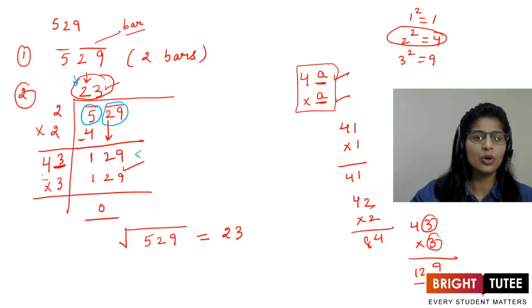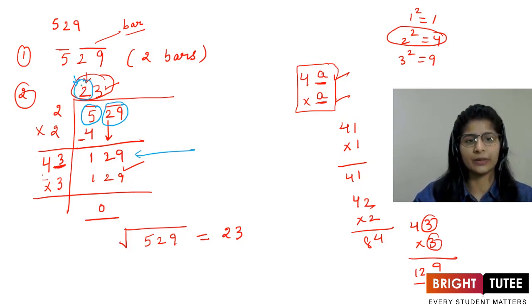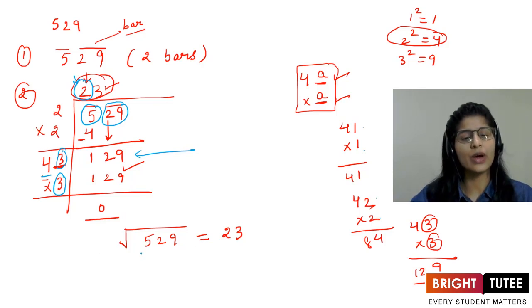So this is step 2. We copied 29. Now after that we have to double this one. So we doubled it, it became 4 here. And after 4, we have to place a digit here, so that with that digit only, if we multiply the number, we get a number closer to 129 or equal to 129. We tried with 41 into 1, 42 into 2, 43 into 3. At 3, we are getting 129. So we see the square root of 529 is 23.